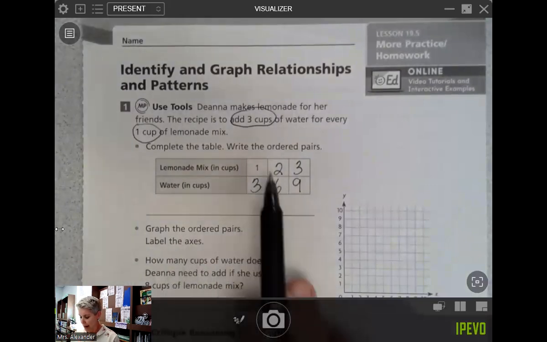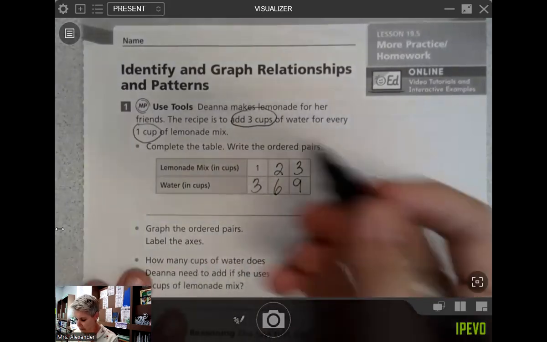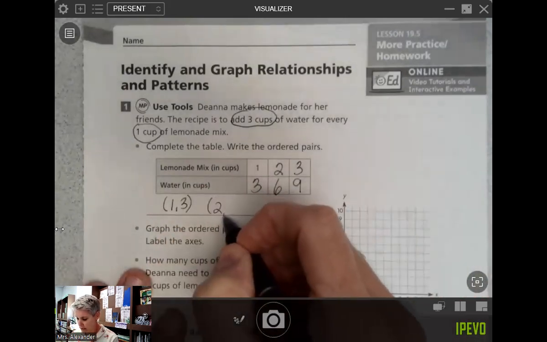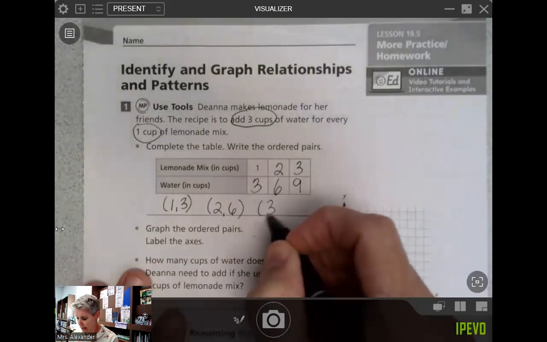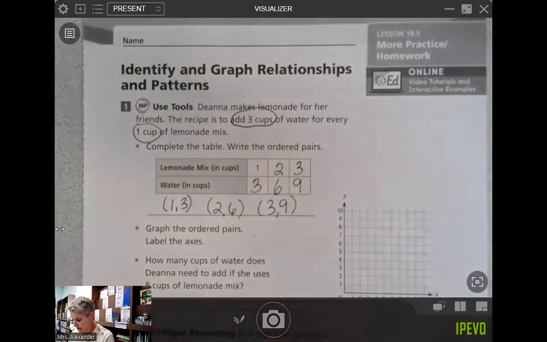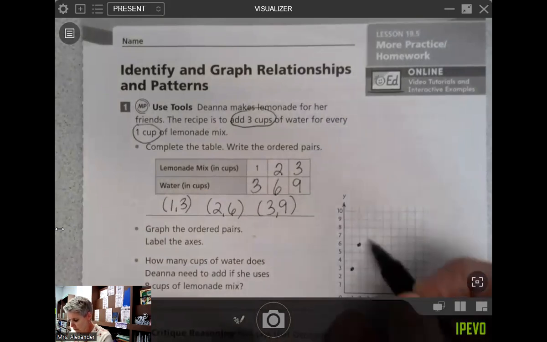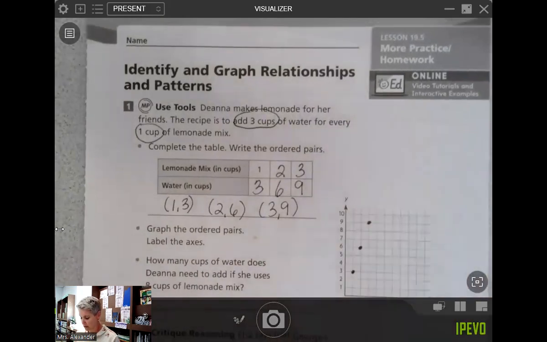So now we're going to graph. If we make these ordered pairs, we would have 1, 3, 2, 6, and 3, 9. So we graph those. 1, 3, 2, 6, 3, 9. That's what it would look like.